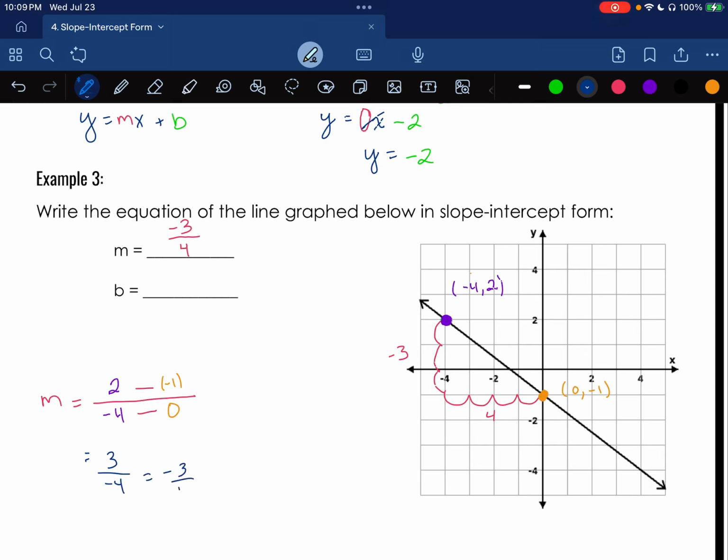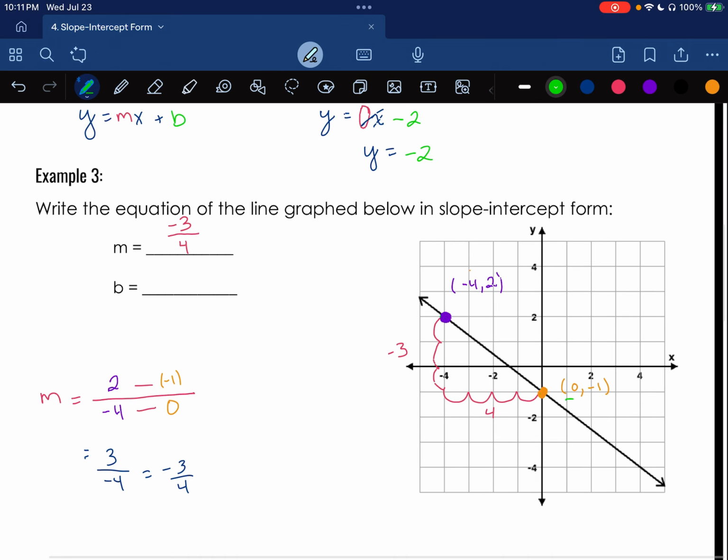So that means if I want to write my equation, y equals mx plus b, then we are going to have y is equal to -3/4 x minus 1. There you go.